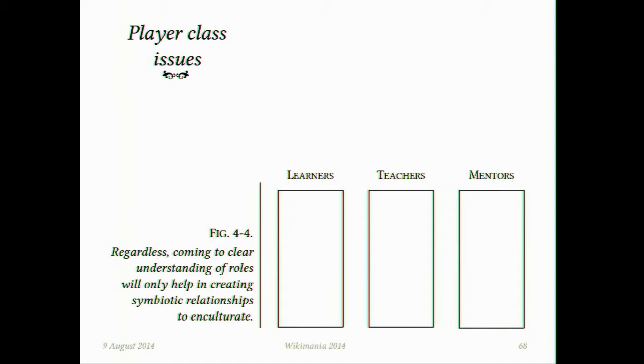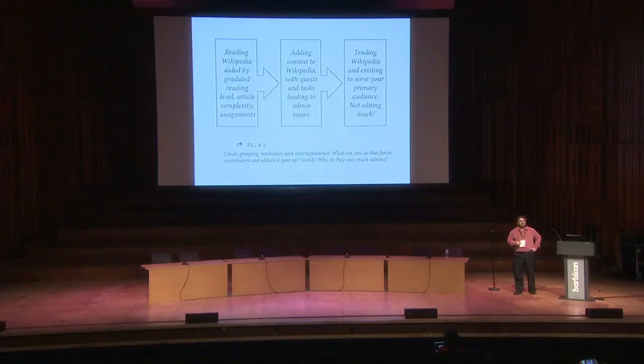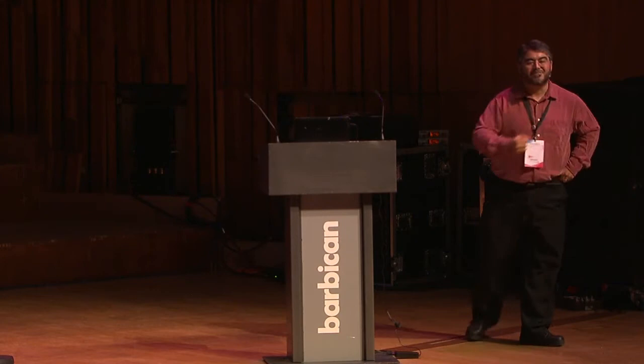This is what you want. You want this graduation path. You want people to be moving up this ladder. And that means you should be building in systems of interdependence where active mentoring takes place, where active assistance takes place. The highest calling of an expert Wikipedian should not be racking up edits, which is your current favored metric of importance. It should be, how many new learners have I created?